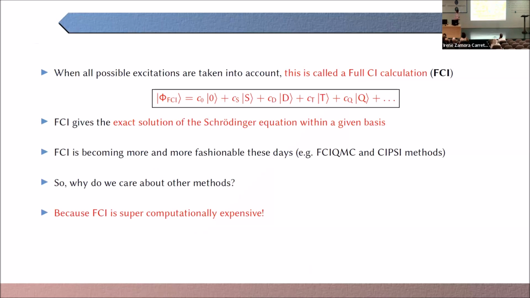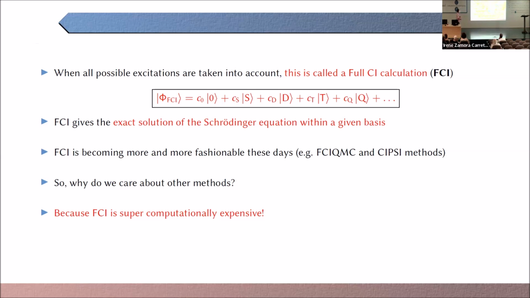Full CI wasn't very useful before because, I think, Nick Handy and Peter Knowles had a very efficient full CI program in the 90s, but we could go to 10 electrons, and it was very, very expensive. But nowadays it has become more and more fashionable because we have some new implementations and new algorithms to try to reach this limit. For example, you may have heard of FCIQMC by the group of Ali Alavi, or the method that I'm going to talk about today, CIPSI.